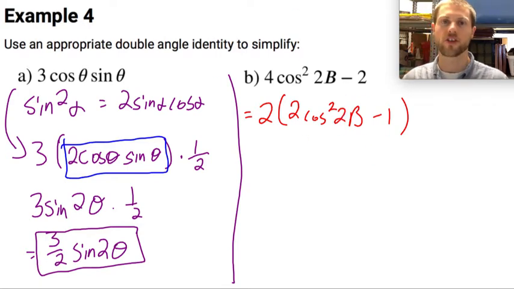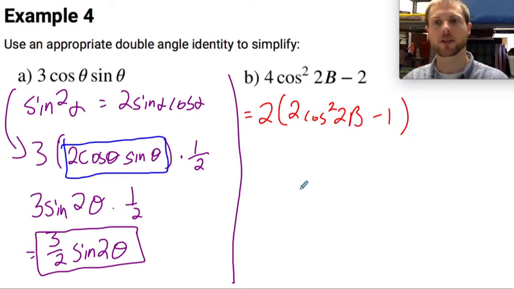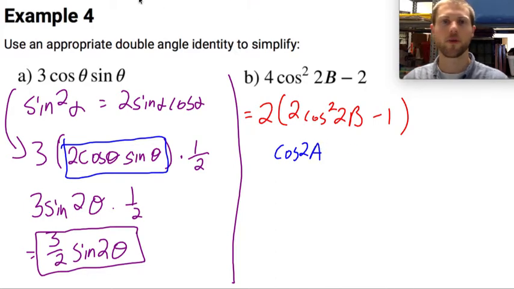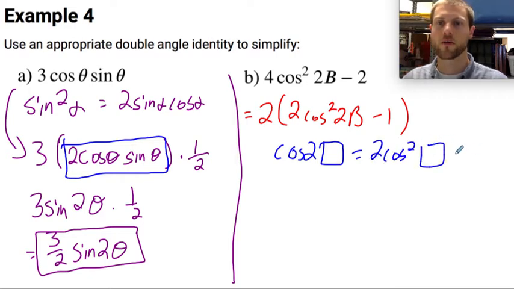Now what's strange about this is I already have a double angle in here. This would be a whole lot easier if this were just 2 cosine squared of just one thing, and then I could apply the double angle identity here. I don't have just one thing. I have 2 beta. But still, the process is all the same. If I think about my identity, the cosine of 2 times a thing is going to equal 2 cosine squared of the thing minus 1.